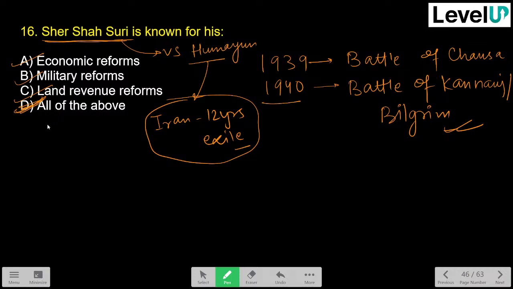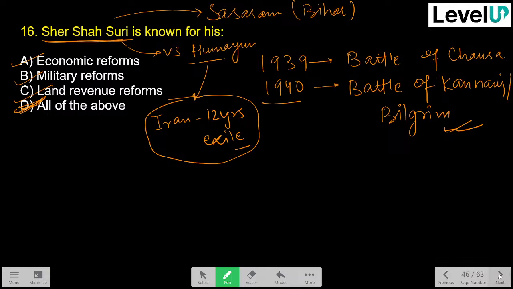Shershah Suri was a very powerful ruler from where? From Sasaram, present-day Bihar. I already told you in ancient and medieval history, Bihar will play a very important role over here, right?